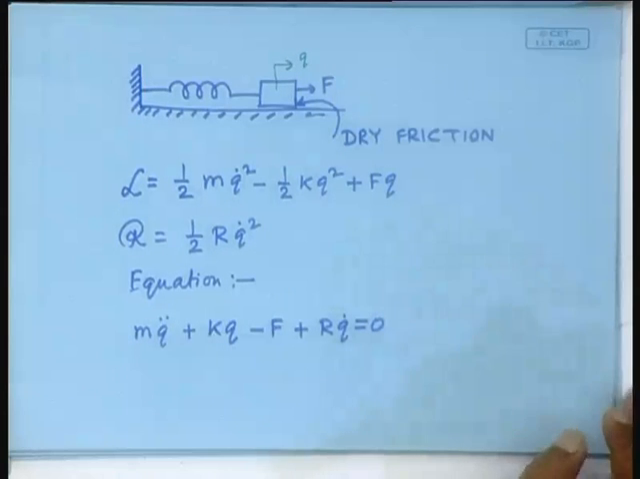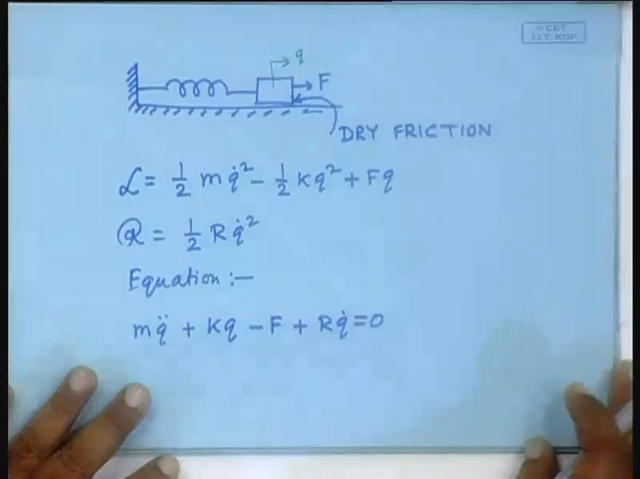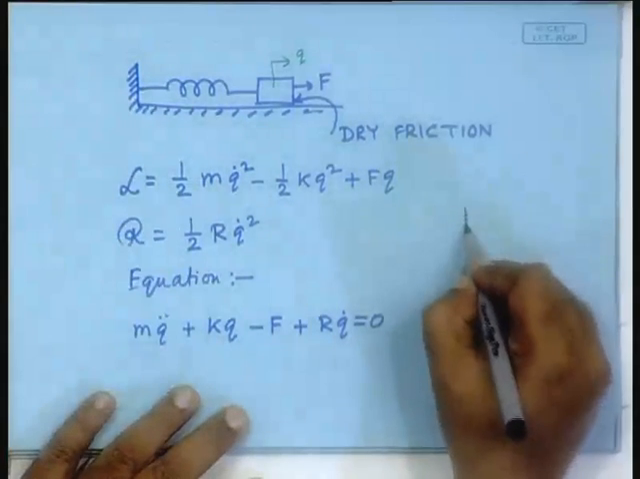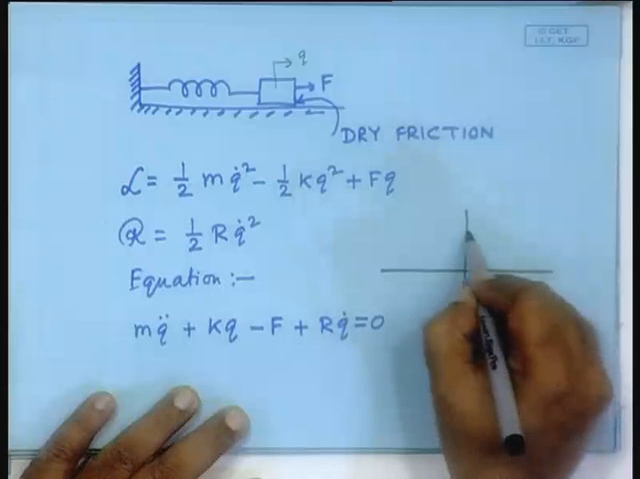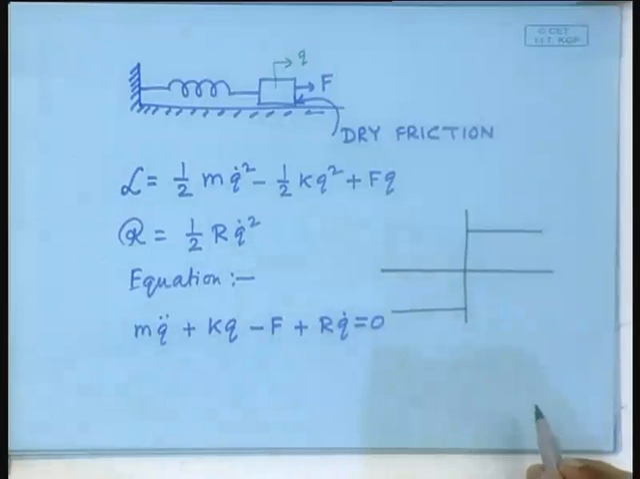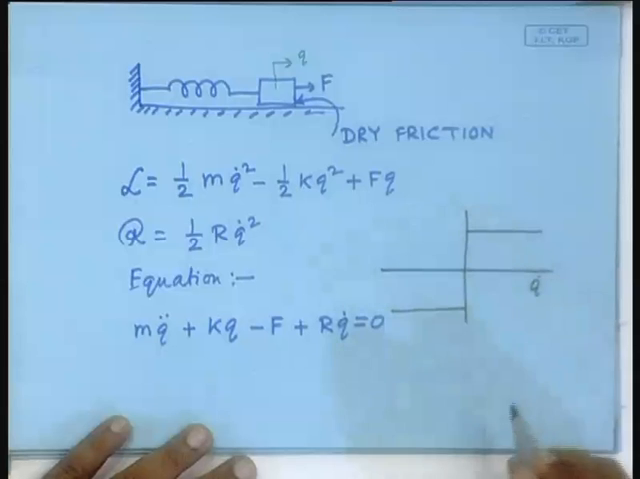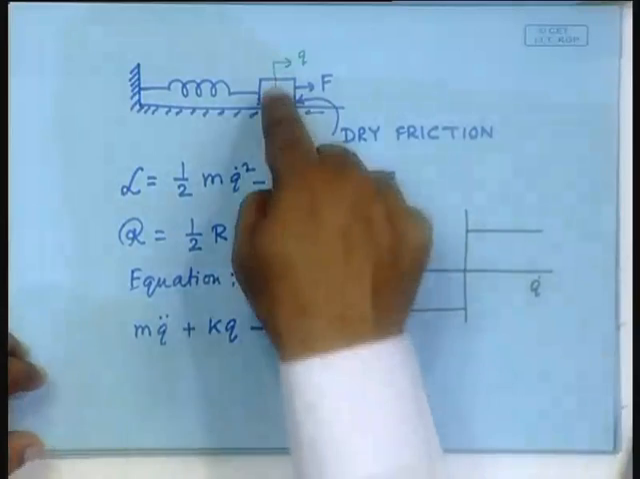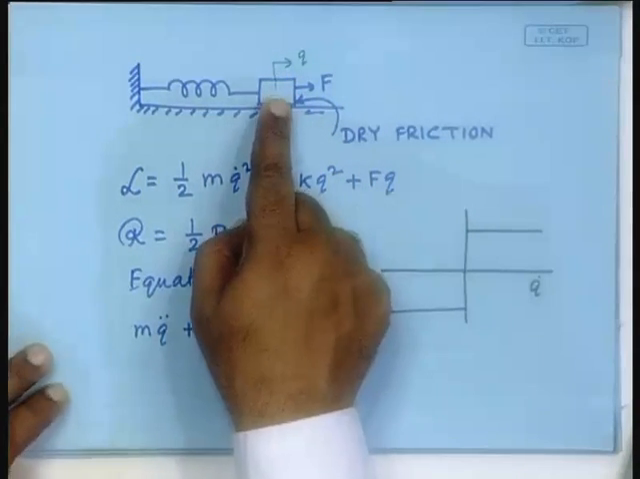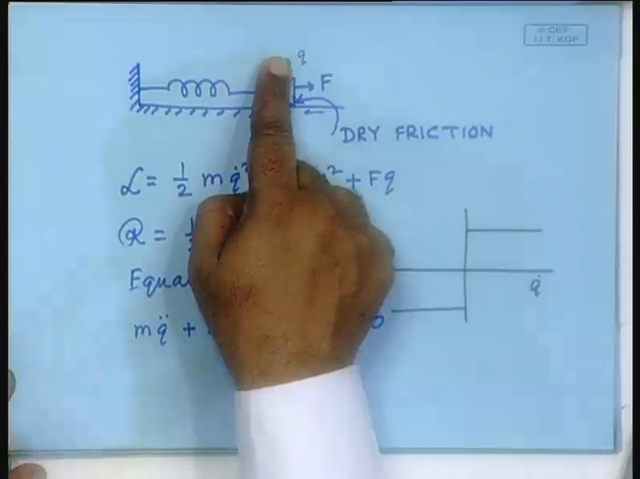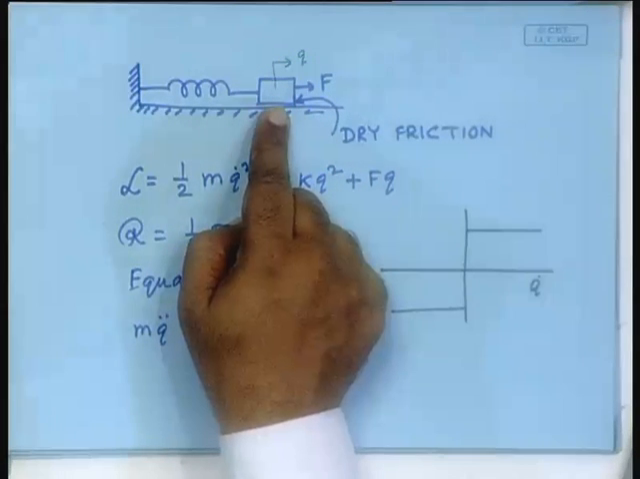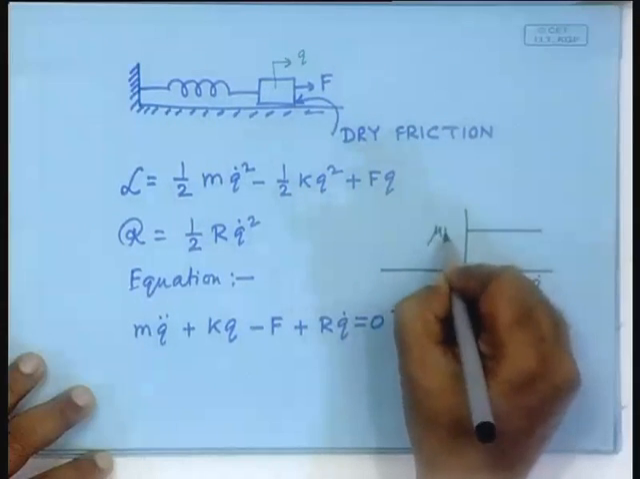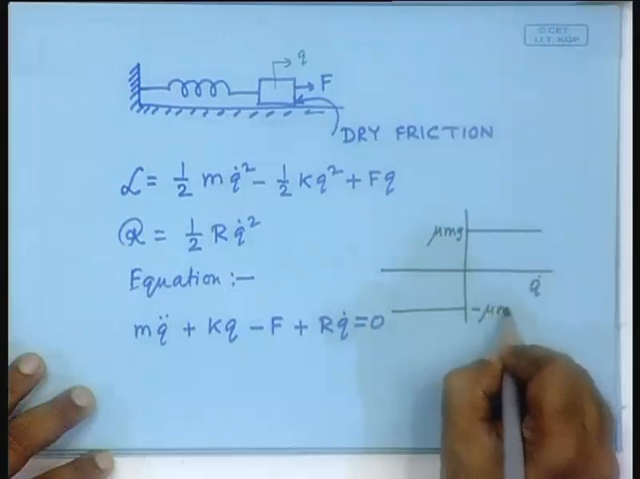So far so good, it is simple stuff. Now, assume that the characteristic of this thing is represented like this. Here is q dot, and here is the force. Suppose you are moving it, it will feel a reaction of mg, and there will be a coefficient, say mu. So mu mg will be the force created. This is mu mg, and this is minus mu mg. Convinced?